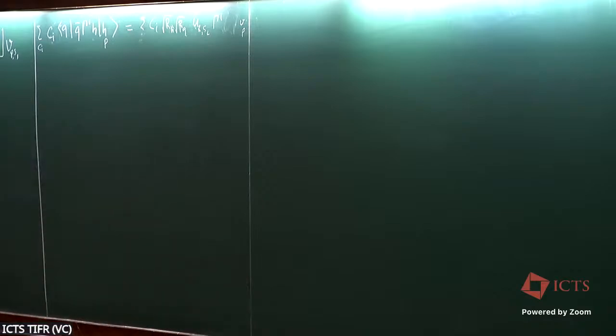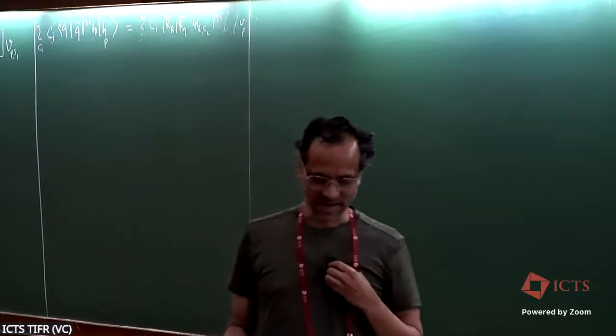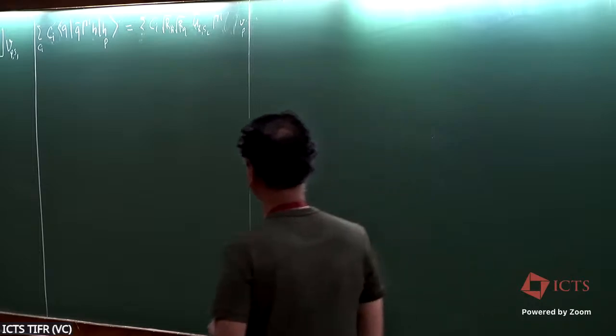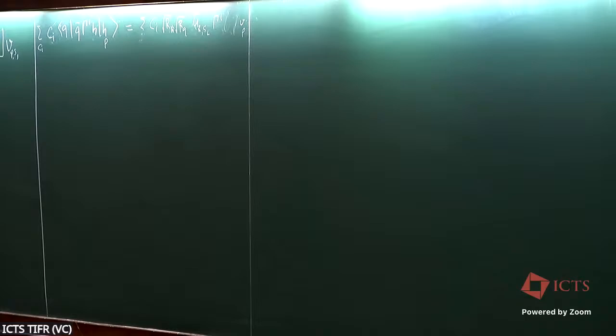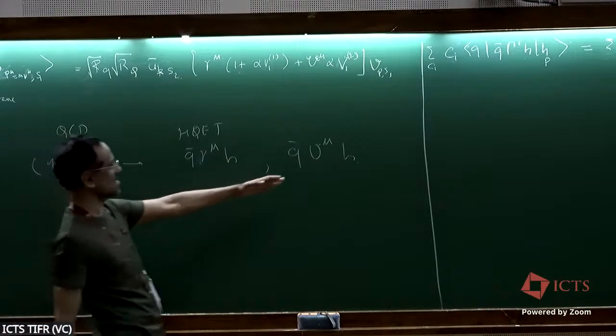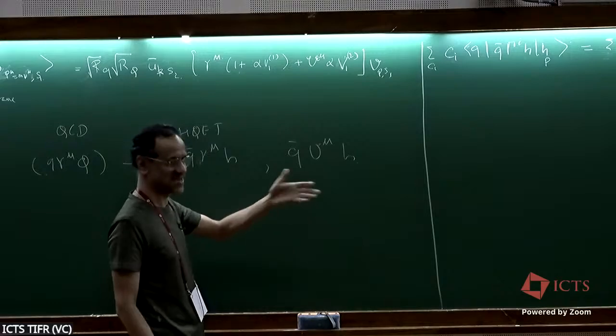So, one of the questions that came up last time was: how is the matching between HQET and QCD done? In particular, there were some questions about how you start with this heavy-light current, Q bar gamma mu Q. In QCD this is the current, and in HQET it matches to not just Q bar gamma mu H, but it also has some contribution from Q bar v mu H. So the question was, how does this mixing come, and also how does the matching work in general?